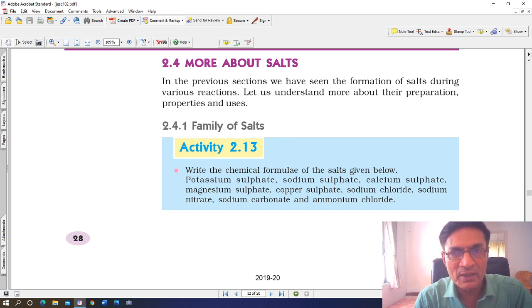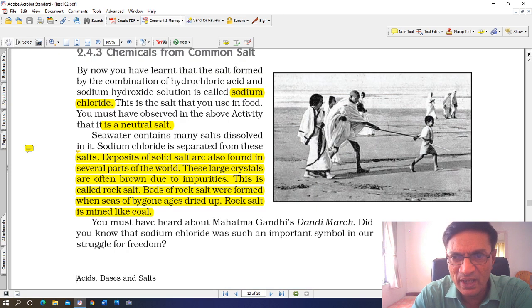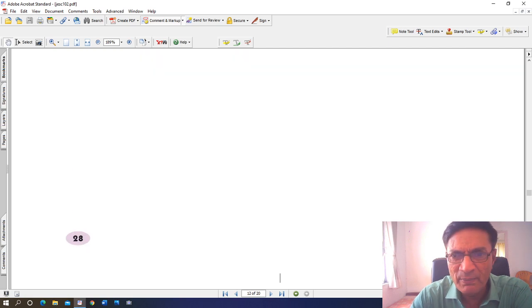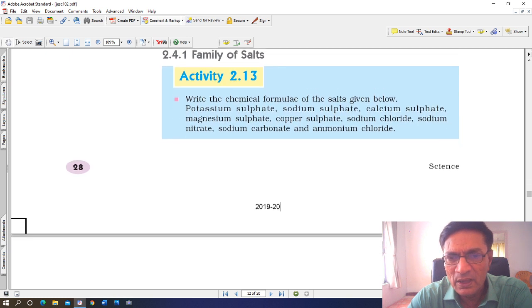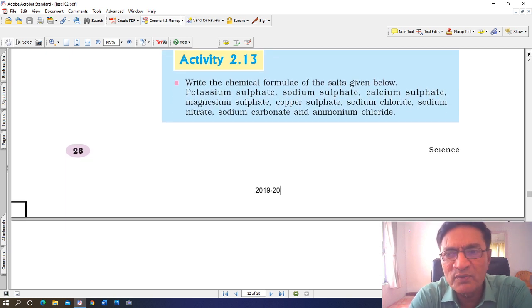Now let's learn a little about salts. In the previous section, we have seen the formation of salts during various reactions. Let us understand more about the preparation of salts, and their properties and uses. Now, family of salts. Family of salts is very easy to understand. Write the chemical formula of the salts given below.